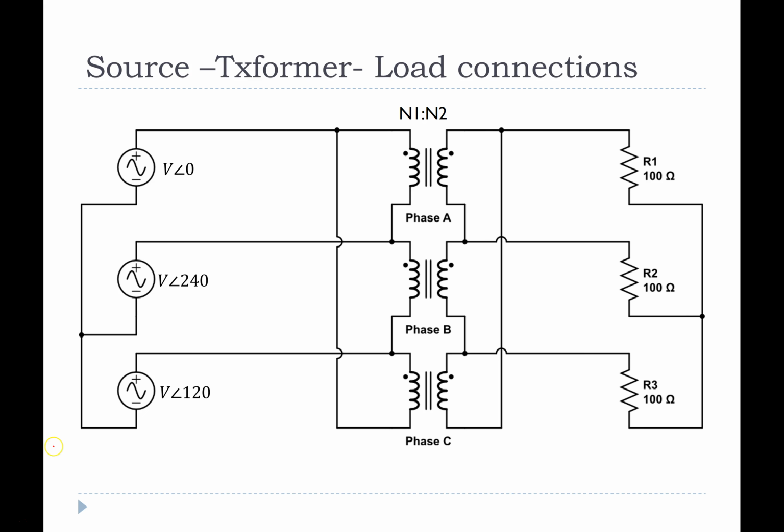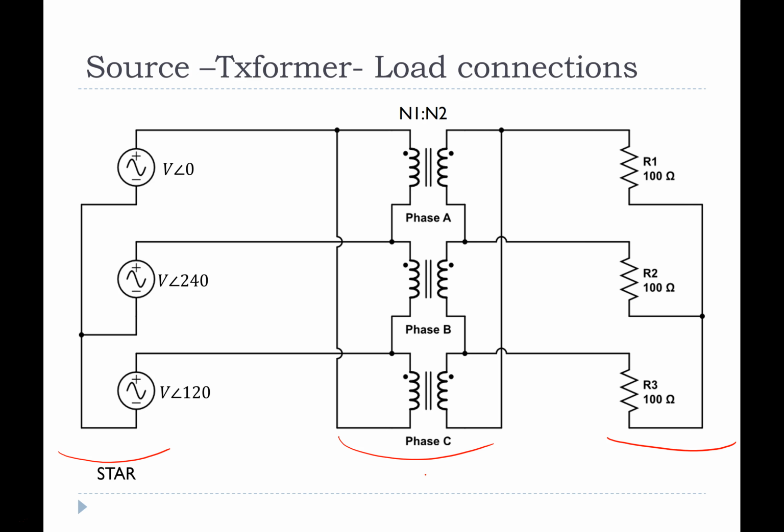So we could configure the source here, the transformer, and then the load. So this side would be a star, all the negatives tied together. Then we have to figure out what this connection here is. So take a couple of seconds and see what you think it is. You could pause the video at each point here and see if you could identify what the configurations are for each part, and then we'll go through them.